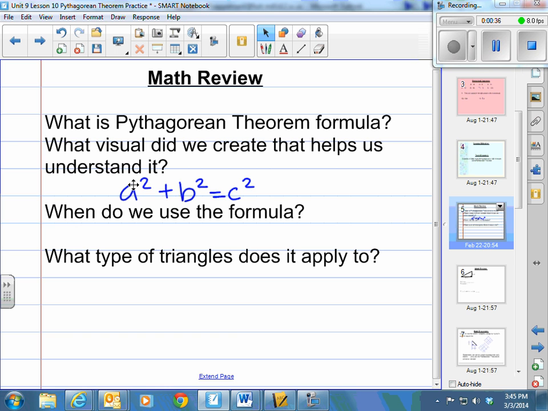What visual did we create that helps us understand it? Remember, that was the starburst activity that we did in class today, where we found the area of the squares using the side length of each side of the right triangle. When do we use the formula? We're going to use the formula to find the missing side length.